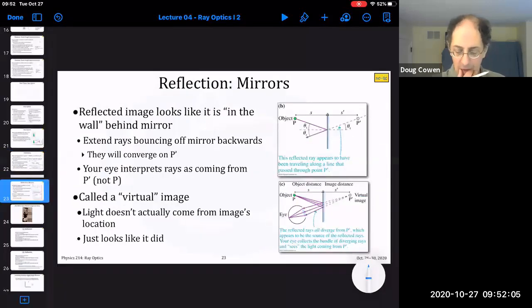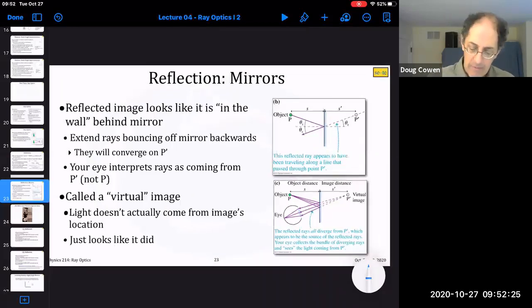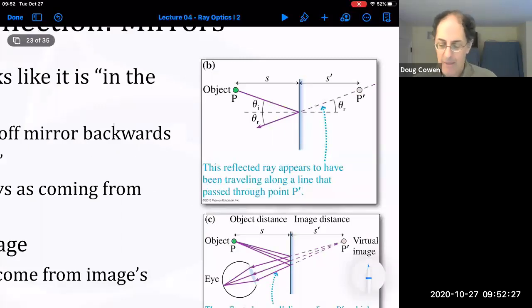So let's apply this to a common everyday object, the mirror. If you look at the reflected image in a mirror, you realize that the image, it could be your face, looks like it's behind the wall where the mirror is mounted. So how do we imagine this is happening, and how can we make it more quantitative? So if you have an object over here labeled P, and that could be, for example, your nose, and light is reflecting off of your nose, and then there's a mirror just here that you're looking in.